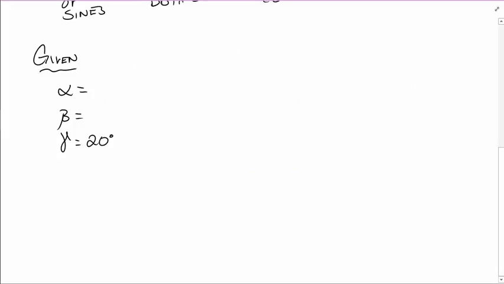Gamma is going to be 20 degrees. We do know A to be 11. We do know B is going to be 5. And we do not know C. So we're going to solve for those three missing values.